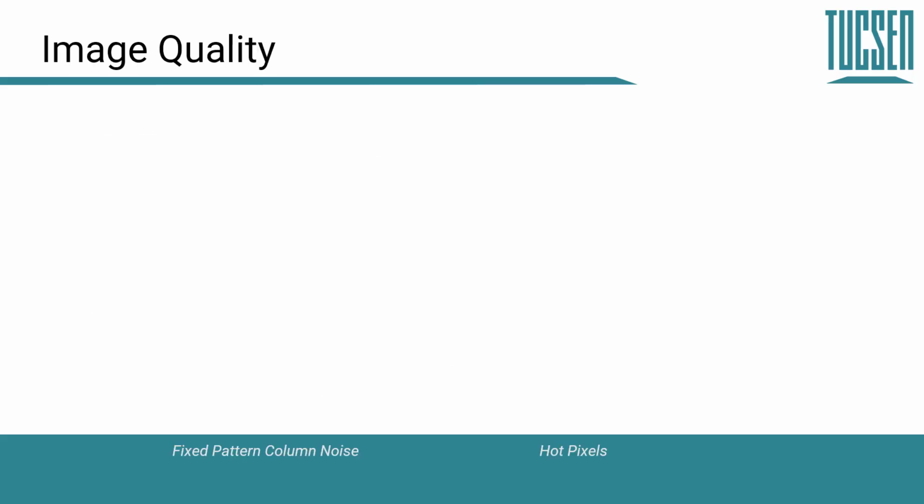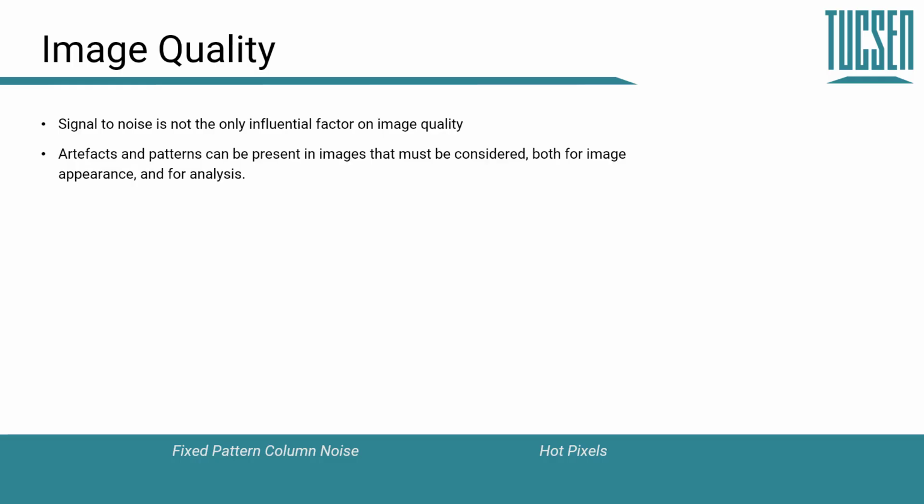So onto some more qualitative measurements of the quality of images. Signal to noise is not the only influential factor on the quality of our images. There are things like artifacts that we need to take into account. Artifacts and patterns can be present in images, and that can be an issue for the appearance of our images, but also sometimes for analysis routines that can get thrown off by artifacts.